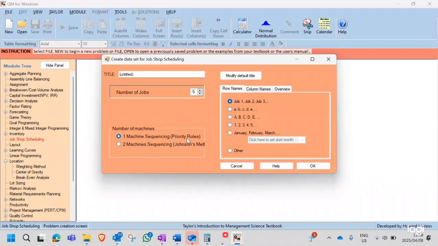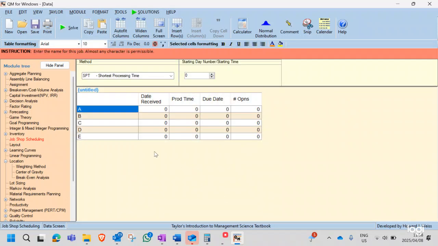Okay, we're going to use machine sequencing, one machine again. The one for two is usually for Gantt chart. So for now, we use one machine to do this. And then jobs, how many jobs do we have? 5 jobs again. Then it is job A, B, C, D. Yeah? Okay. Like that. Click OK.